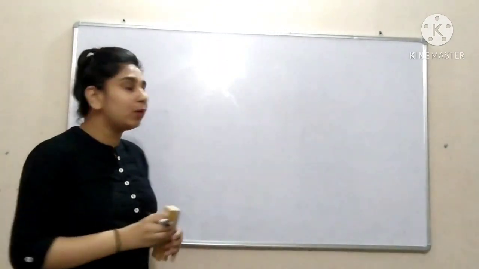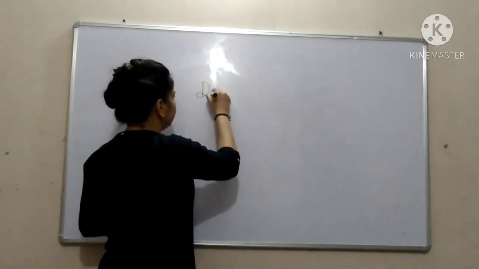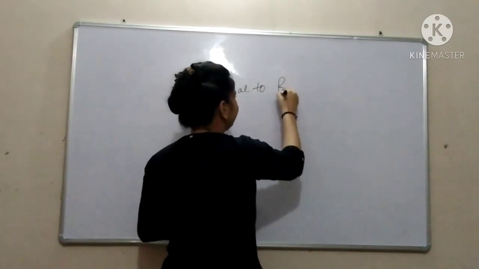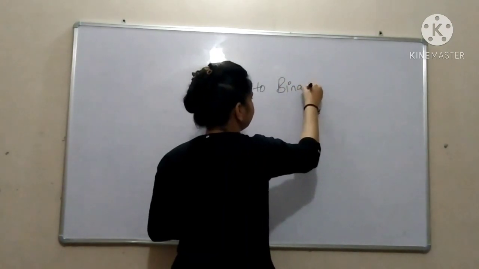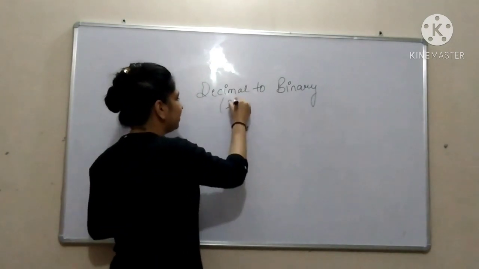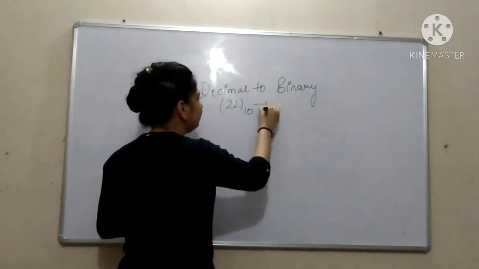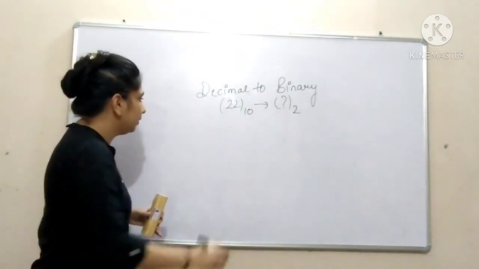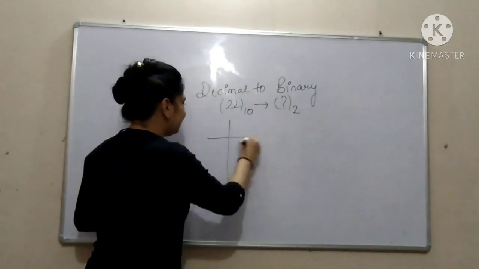So next, let me tell you how to convert from decimal to binary number system. Let's convert 22. 22 is nothing but a decimal number, and I have to convert it into the binary number system. So how will I be doing?